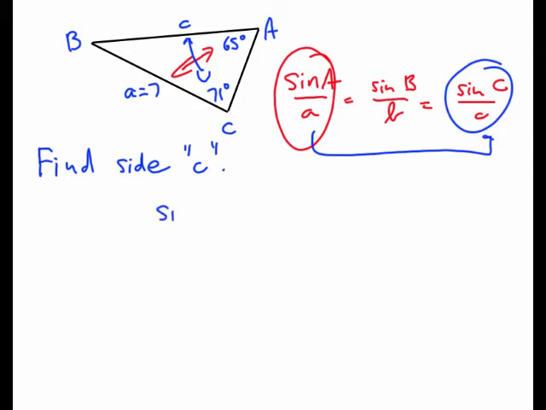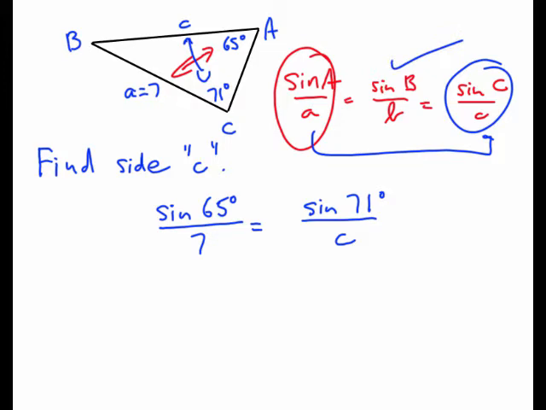So let's just put things together here. We would have the sine of 65 degrees divided by 7 would equal the sine of 71 degrees divided by C. Okay, it's as simple as that. You don't need to do any kind of thinking of opposite and hypotenuse and adjacent. It's just the relationship of the sine of the angle and the side across from it.